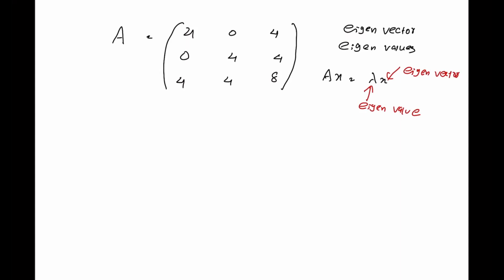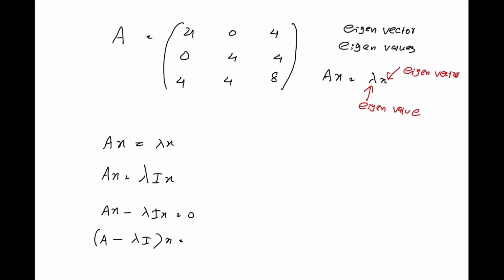So there should be a way to find them. First, you take this equation: Ax equals lambda x. Then I write Ax equals lambda times, instead of x, I write Ix. Okay. Then I can take this to this side and get Ax minus lambda Ix equal to 0. So I can write (A minus lambda I) x equal to 0. Here I is nothing but the identity matrix.